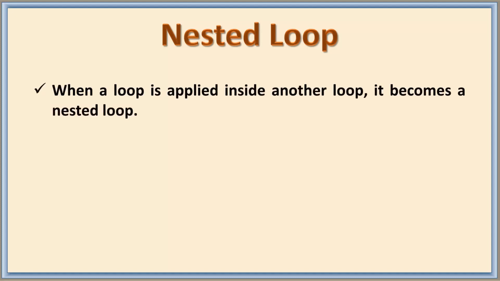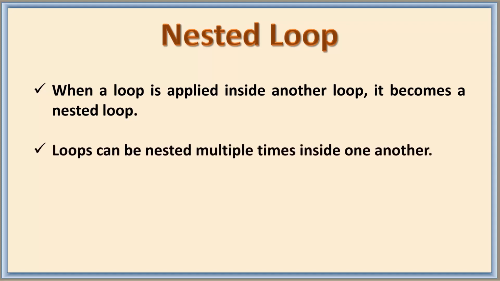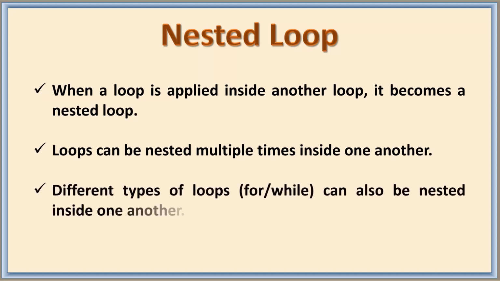What is a nested loop? When a loop is applied inside another loop, it becomes a nested loop. The loop which is inside the body of the other loop is called the inner loop, and the first loop which is given outside is called the outer loop. Loops can be nested multiple times inside one another. Different types of loops can also be nested inside one another.